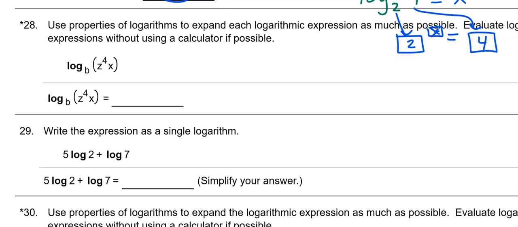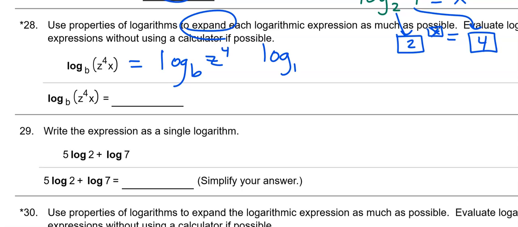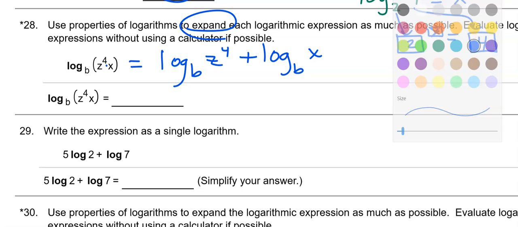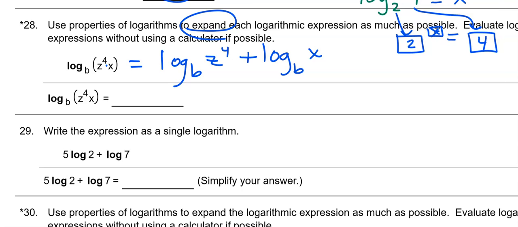Okay, now we're expanding. Okay, this says expand. So first we have log base b of z to the 4th, and log base b of x. But what goes in between? Well, because that's a product, this would be addition. That would be step number 1. So if you want to try to figure out what the second step is, before I do it, pause and try it on your own.